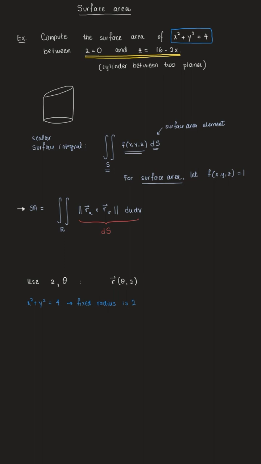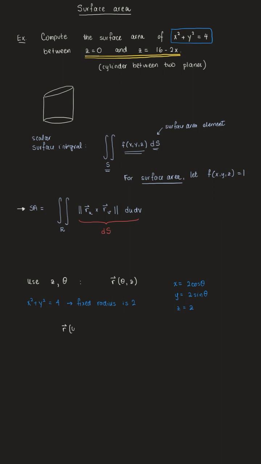So now we know that the x component of our parametrization should be 2 cosine theta, our y component should be 2 sine theta, right? This is cylindrical coordinates. Z is going to vary. That's just going to be z. And we know the parameter interval for theta and z. Let's go ahead and write our parametrization.